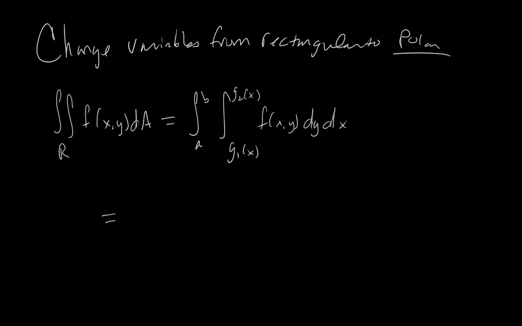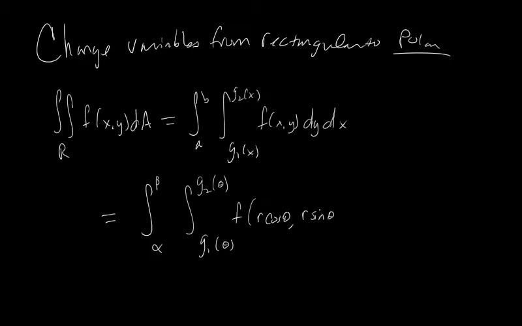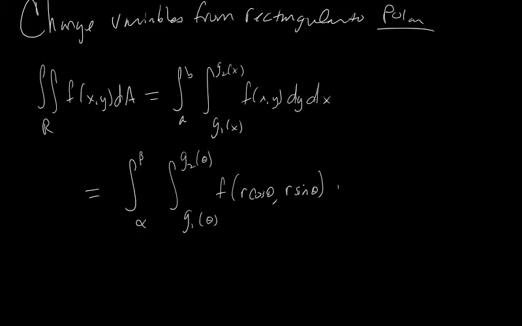Okay, well that is equal to, in polar coordinates, the integral from alpha to beta of the integral of g1 of theta to g2 of theta of f of r cosine theta, r sine theta, r dr d theta. Oh, and it just occurred to me, I shouldn't be calling these G's and F's. So let's call these H, because it's not necessarily the same function, right? I mean, it's representing the same thing, but I'm not just replacing X with theta. That doesn't make any sense. So I'm going to call these H1 and H2 of theta.